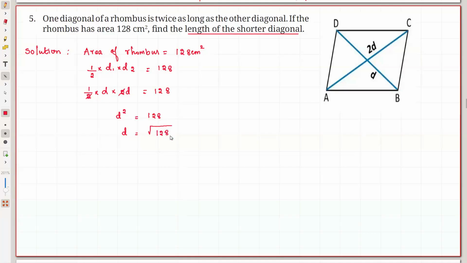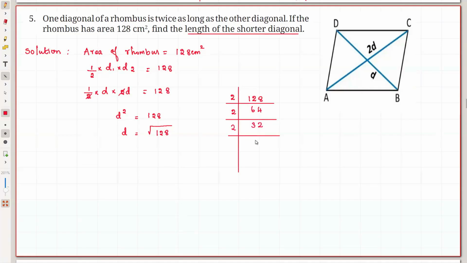So 128, try to make it as pairs inside. How can we write 128? If you are not able to find it, use prime factorization. Okay, 128. If I use the 2 table, 6 twos are 12 and 4 twos are 8. Next again 2 table, 3 twos are 6 and 2 twos are 4.